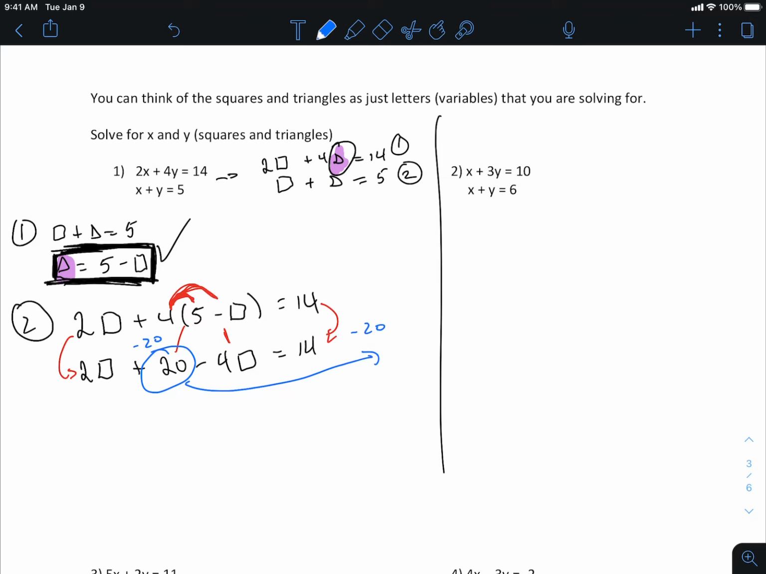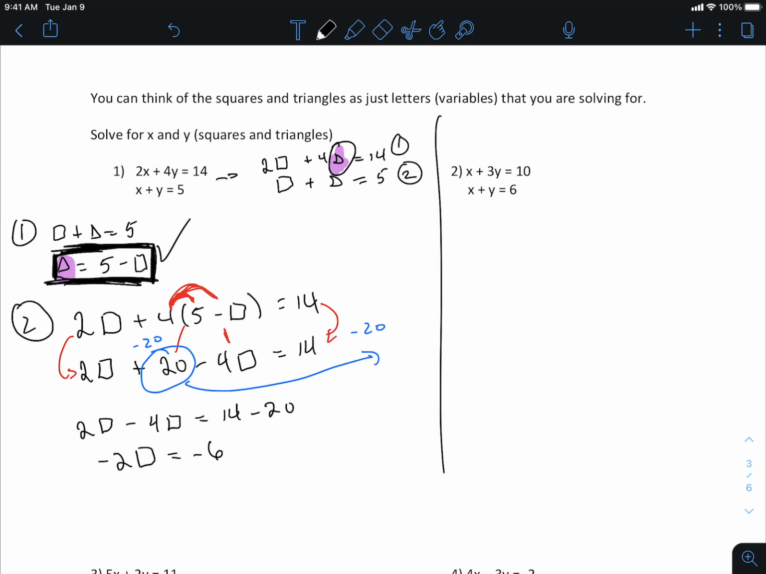Okay, and so after you do that, you're going to be left with 2 squares minus 4 squares has to equal 14 minus 20. And then you just do the math. Right, so you go to your calculator, you go 2 minus 4, negative 2. Negative 2 squares has to equal 14 minus 20, negative 6.